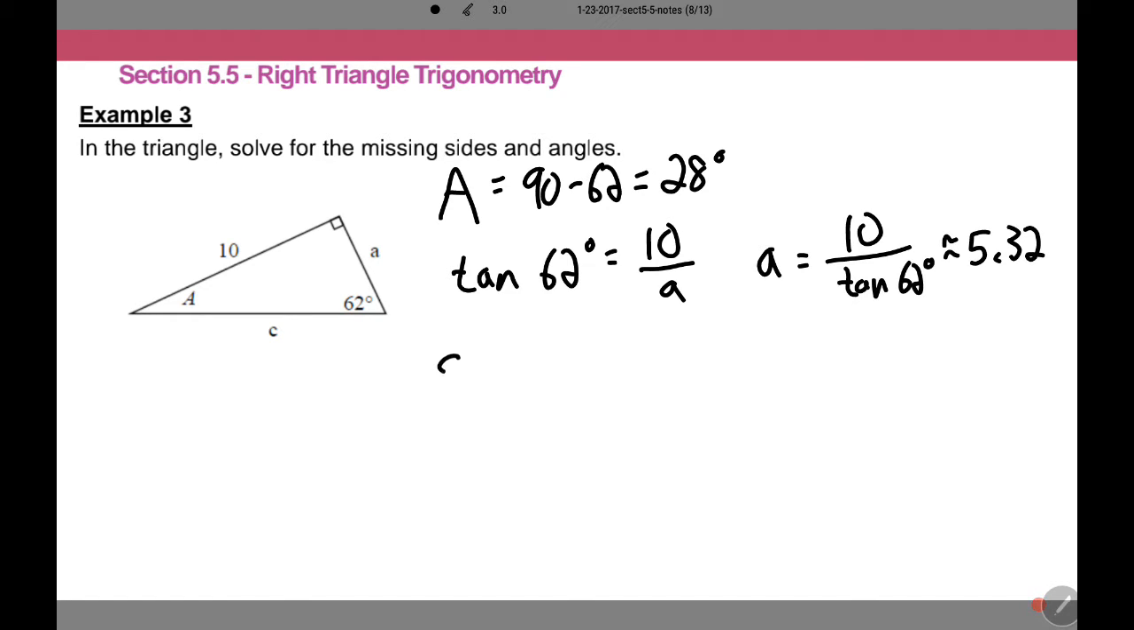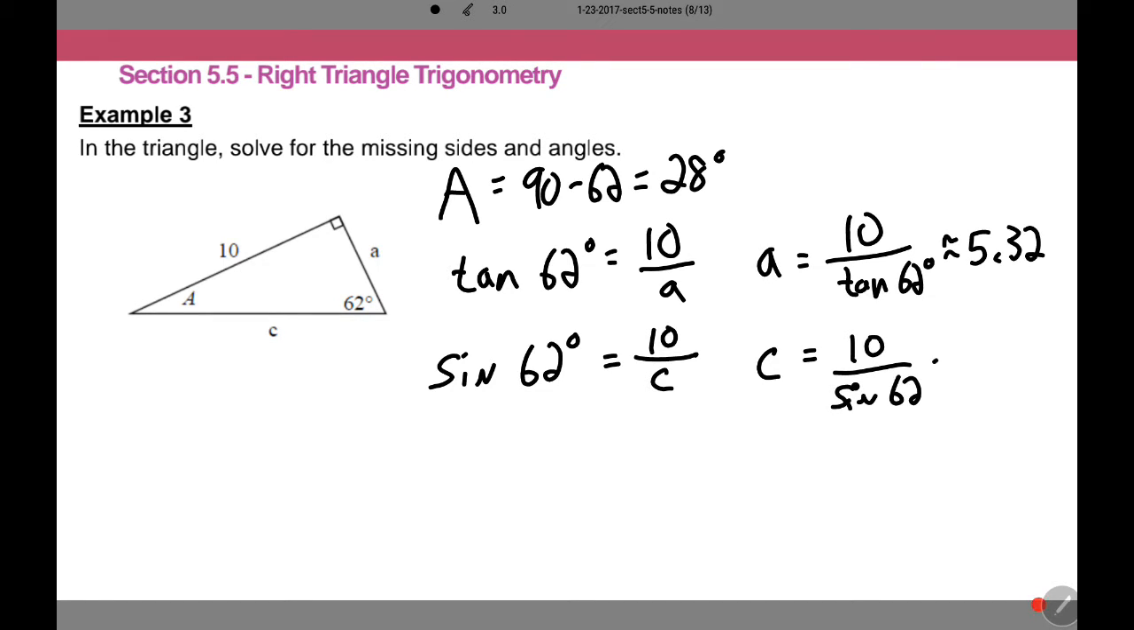And same thing for the hypotenuse. I need to use sine of 62 to get my opposite side over my hypotenuse. And if I calculate it out, I get 11.33.